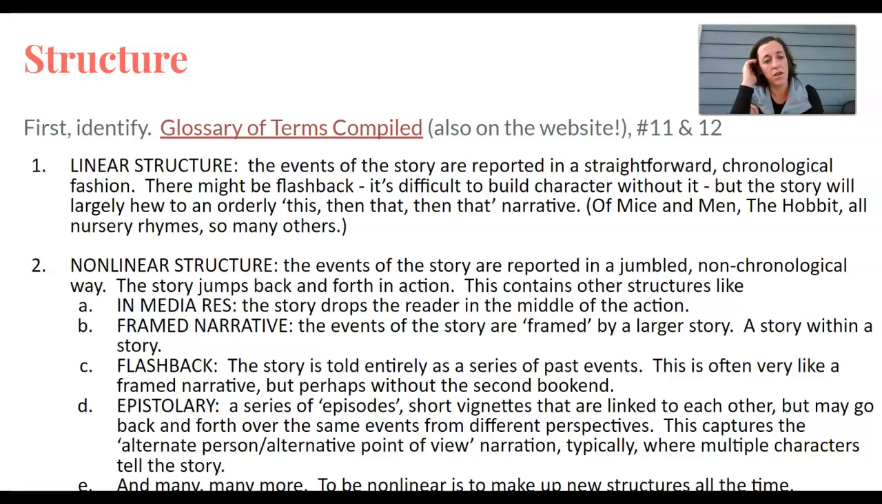The events of the story are reported in a jumbled or non-chronological fashion. It could be a lot of things. In media res is dropping you in the middle of the action. A framed narrative is when there's a bookended story.